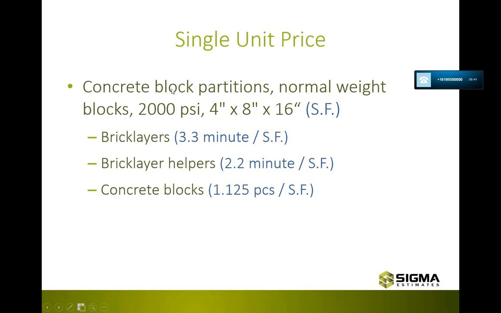And what you can see here is just, again, I know you're probably more expert on assemblies and all that stuff than I am, but just to make sure we have the same terminology and understanding. So this single unit price is about piling up these blocks, and this one is measured in square feet. So what it consists of is the labor, the materials, and equipment, etc. that is required for each square foot. So, for example, bricklayers, 3.3 minutes for each square foot. Helpers, and how many concrete blocks for each square foot. So this is how we think about it in Sigma. Does that make sense? And is that the same way you look at it?